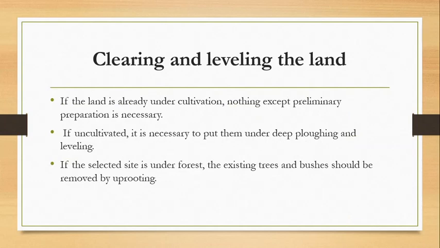Now, after choosing soil, we have to clear and level the land. If the land is already under cultivation, nothing except preliminary preparation is necessary. But if the land is uncultivated, it is necessary to put it under deep plowings and leveling. And if the selected site is under forest area, the existing trees and bushes should be removed by uprooting.